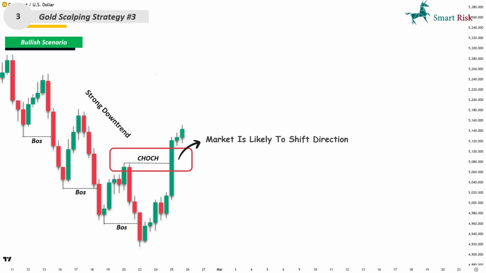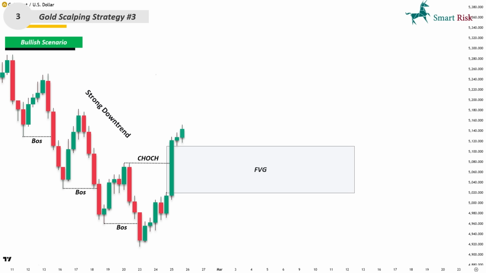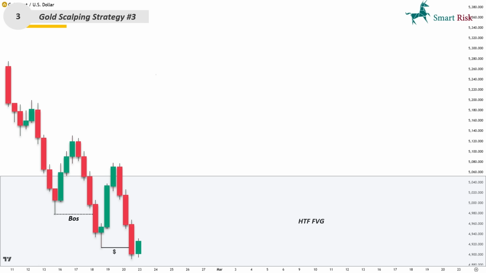Now, once this market structure shift is confirmed and we expect the price to move higher, the next step is to look for a buying opportunity. At this stage, we focus on identifying a bullish fair value gap that forms within the change of character leg. So after identifying the higher time frame CHoCH and its fair value gap, the next step is to zoom into the lower time frame and wait for the price to return to that higher time frame fair value gap.